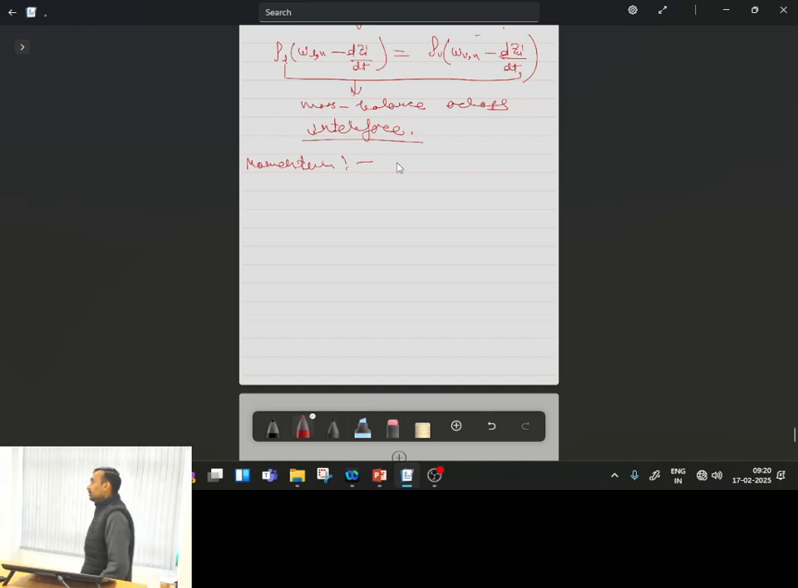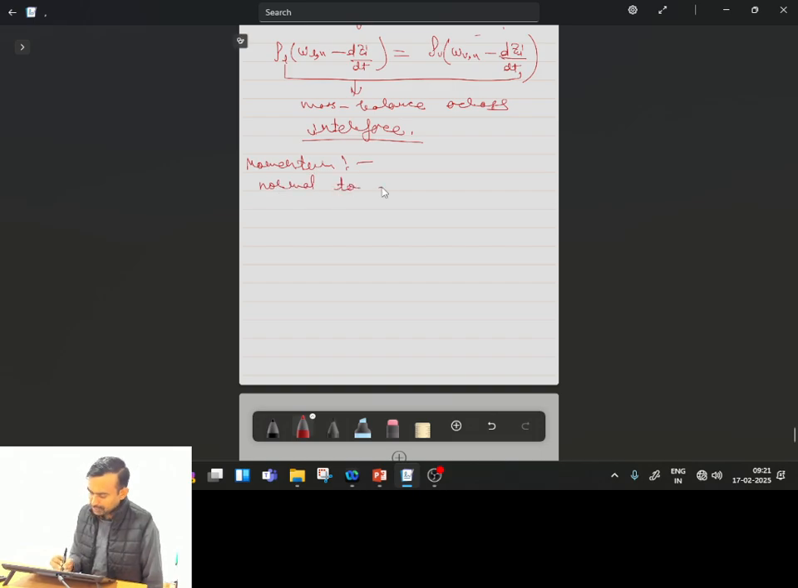Now let's talk about momentum. When I am considering the momentum, I have to separately consider momentum in the direction normal to the interface and in the direction tangential to the interface. Because momentum is a vector quantity, it is directionally dependent, so it will depend on the normal direction as well as the tangential directions. Let us first talk about the balance of momentum in the direction normal to the interface.